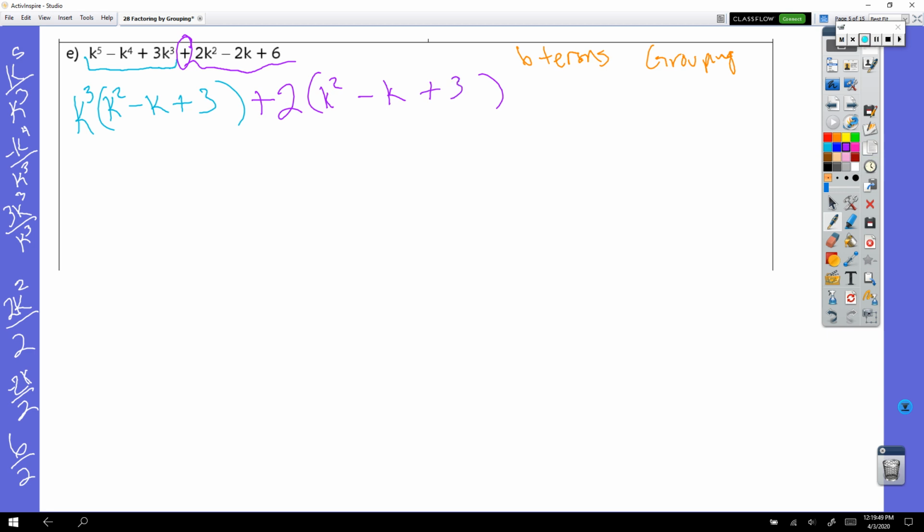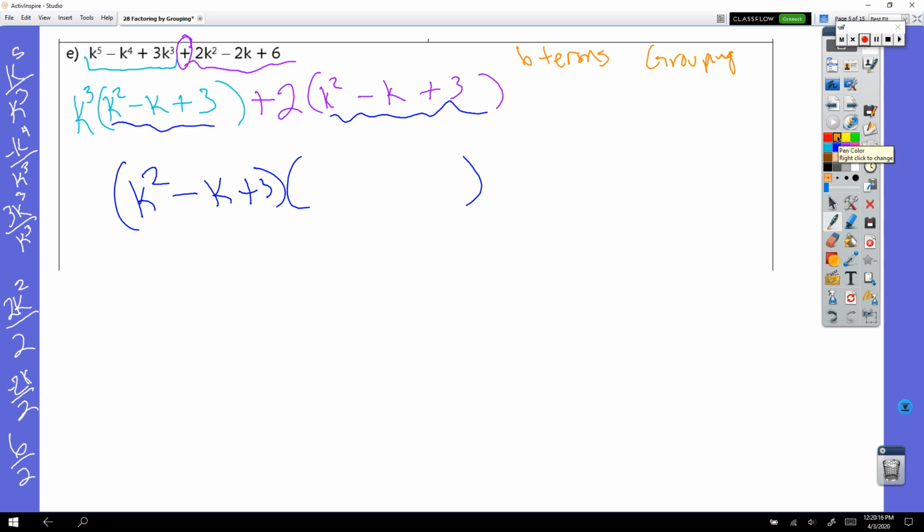And you need to think through these divisions because if it doesn't work out, the parentheses wouldn't be exactly the same. Now I'm going to check, does this work out? I'm looking at the two sets of parentheses. Those two sets of parentheses are exactly the same. They are both k squared minus k plus 3's. So that is one of my factors. And my other factor comes from what we took out in our first step when we were looking at the halves of the problem. So it's the k cubed plus 2.